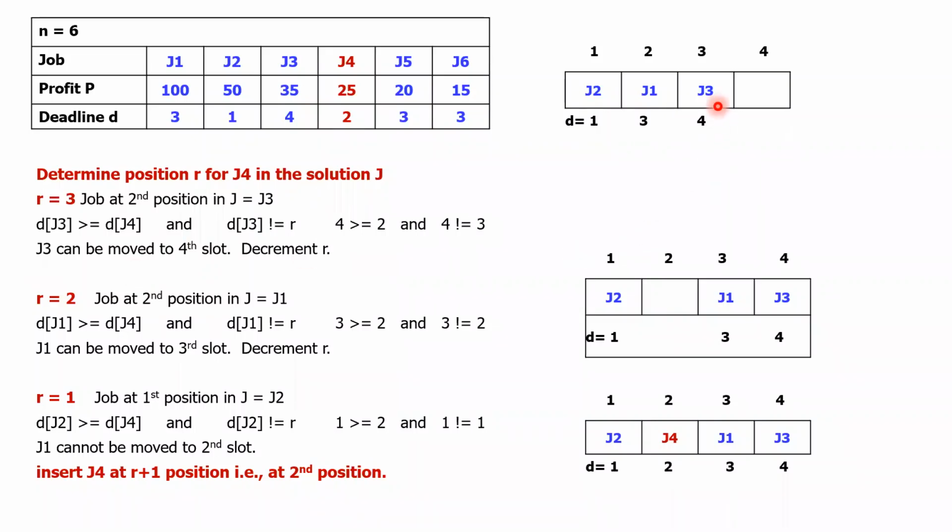So J3 here was in the 3rd time slot. I have moved it to the 4th time slot. Now again, repeat. Now J1 is here. Can I move it to the right side?